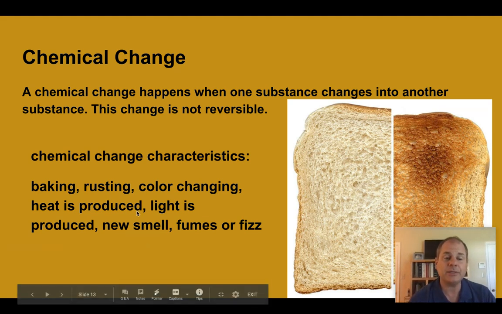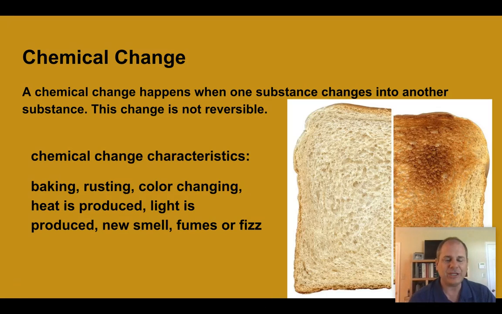Other characteristics of a chemical change are baking, rusting, a color changing, like the color on the bread, heat is produced, light is produced, and maybe a new smell, like the smell of toast, or maybe fumes or fizzing. When something is rapidly in a chemical change, it may produce a fire, and fire is the reaction that you see of a chemical change.